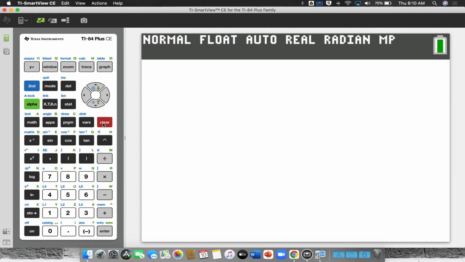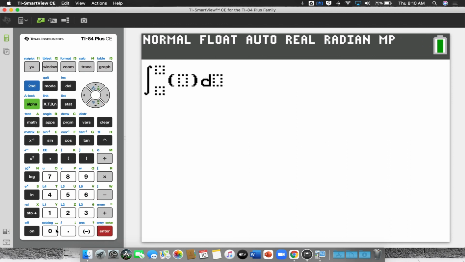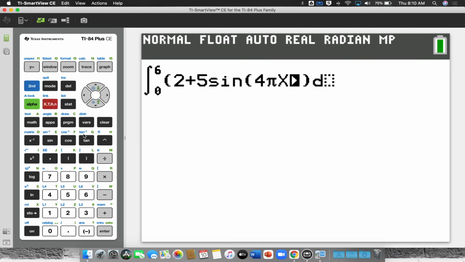Now on your calculator, you're not going to put R of t because your calculator has no clue what R of t is. So you actually have to put in the function there. Okay, so here we go. Integral from 0 to 6. We have to actually put it in. So R of t is 2 plus 5 sine of 4 pi t divided by 25.